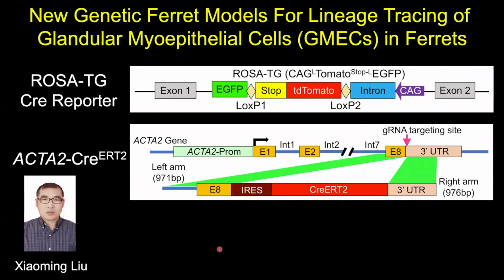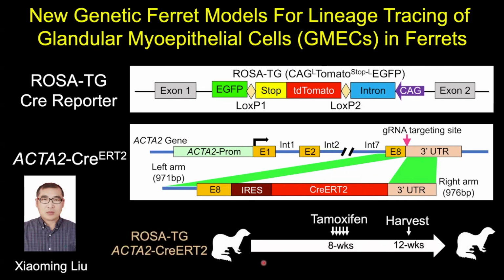So Xiaoming Liu in my lab created 2 different reporter ferrets, one a Cre reporter that expresses tomato and switches to EGFP in the presence of Cre, and then an ACTA2 Cre driver. ACTA2 is expressed in myoepithelial cells of submucosal glands, and we created this using homology-dependent insertion of an internal ribosomal entry site and Cre-ERT2 into the ACTA2 locus.